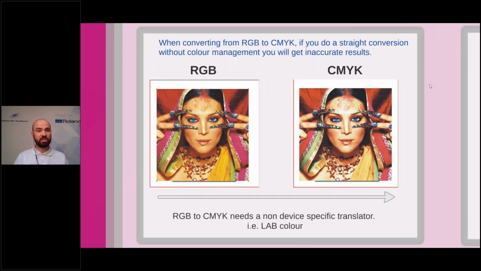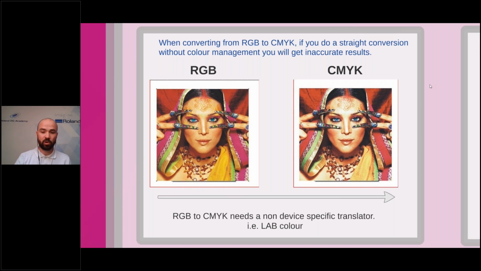When we're going from RGB to CMYK, for example, if you did a straight conversion without any color management, you would get inaccurate results. It's hard to represent this in an image on the screen. Hopefully you guys can see in this image here, this was just a conversion going from an RGB image straight to a CMYK image without any color management, without any conversions. And RGB to CMYK means that you lose information, you lose depth of image, you lose data in darker areas, you lose the nice balance between the image.